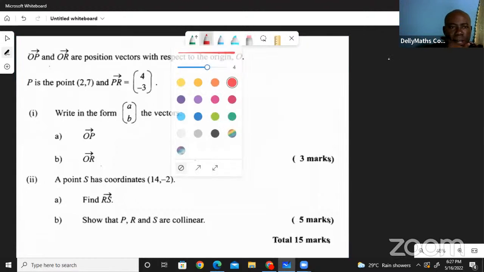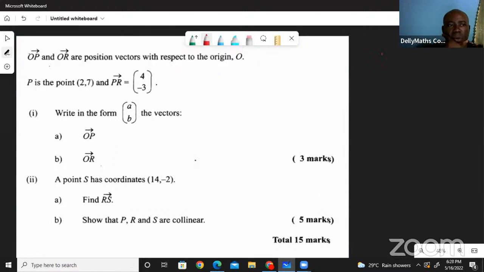So let's look at this now. With this vector question, it says OP and OR are position vectors. And they did say to us with respect to the origin O. So everything is linked to O. That's why you see OP and you see OR. And then they told us that the point P is 2, 7. And they gave us the vector PR, which is 4, -3.